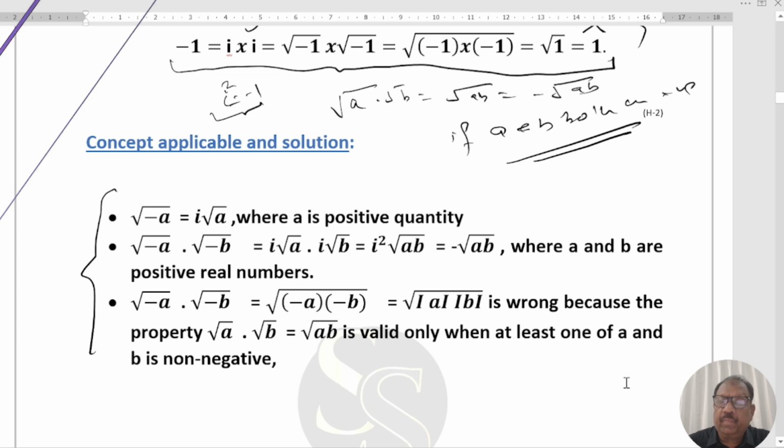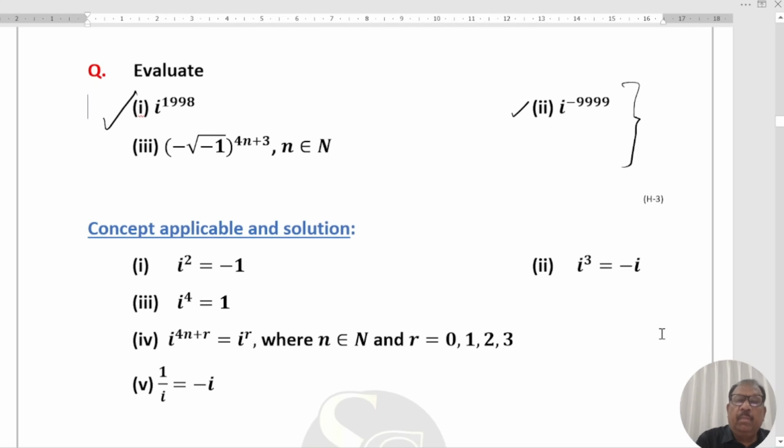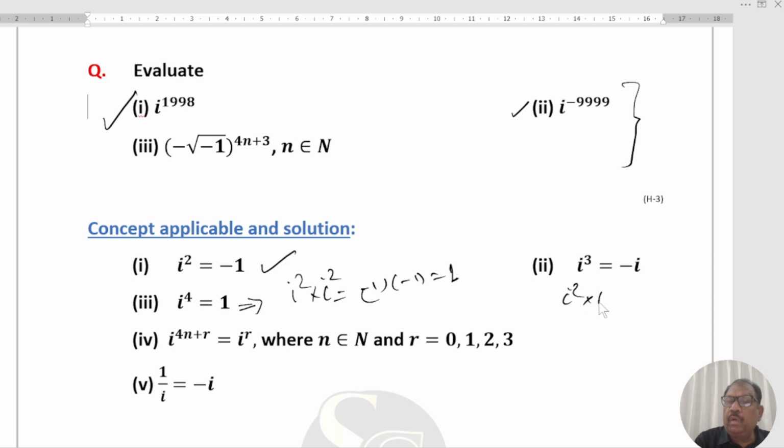Right? Next question. Evaluate iota to the power 1998, iota to the power minus 9999, and minus under root minus 1 to the power 4n plus 3. Before going through this, we should know the properties of iota. By definition, iota is equal to under root minus 1. Iota to the power 4 is iota square into iota square, that is minus 1 into minus 1, that comes out to 1. Iota cube is iota square into iota, that is minus 1 into iota, which comes out to minus iota.